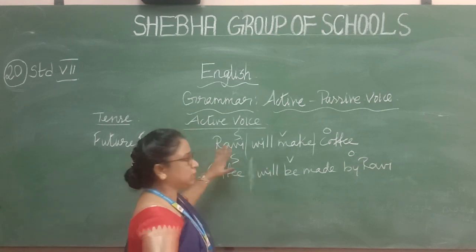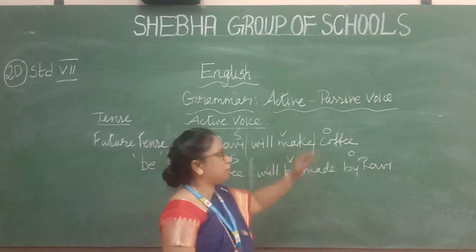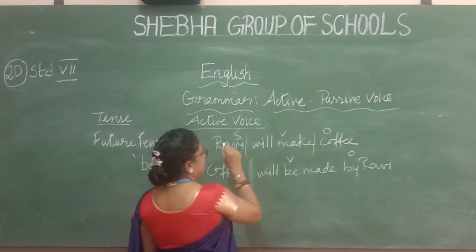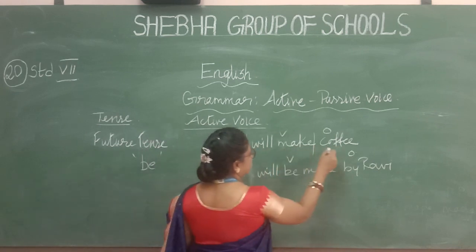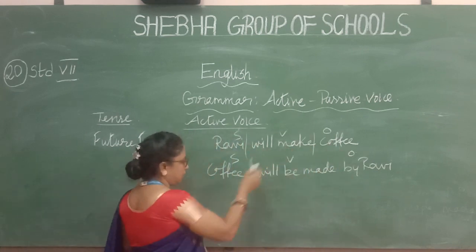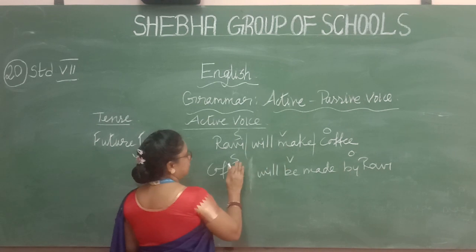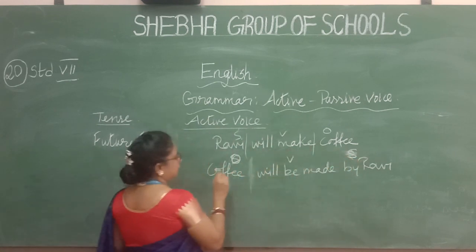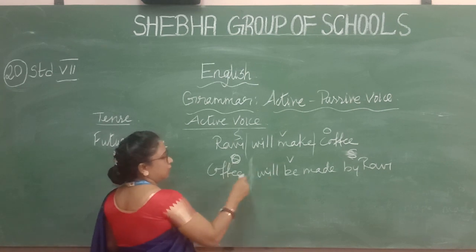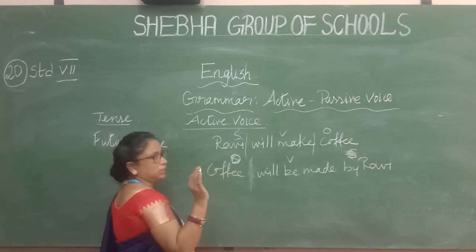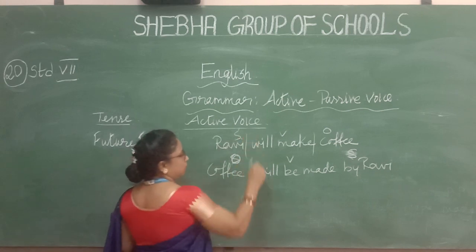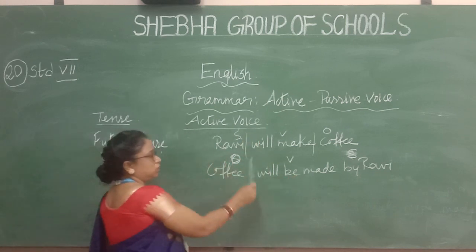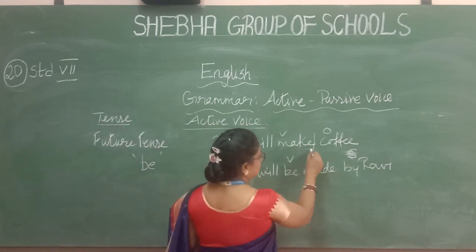Okay, now the question is given. Ravi will make coffee. Okay, Ravi will make coffee. Now separate it. Ravi is the subject, will make is the verb, coffee is the object. Now bring it back. So bring the object here, coffee. Okay, coffee I finished writing. Don't have to see here whether it is singular or plural. Directly you write will and be. The new word I'm going to add for future tense is be. So will be made. Of course this will change into participle.